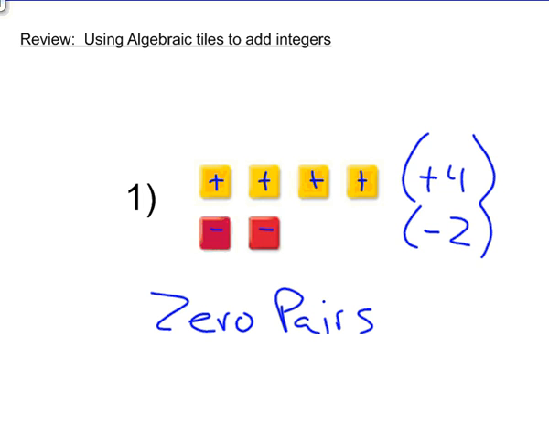A 0 pair is any two integers that have a sum of 0. So 1 and 1, going up 1, going down 1, knock each other out. They become non-existent. The next pair, again, become non-existent. So positive 4 and negative 2, once we add it all up, equals positive 2. That's pretty simple.